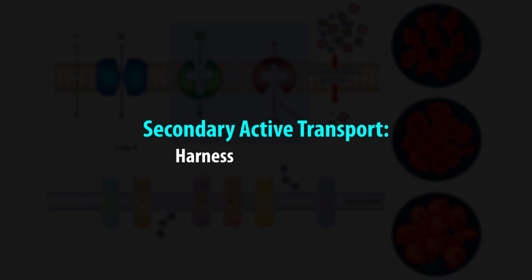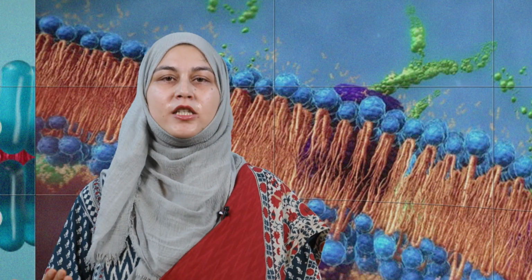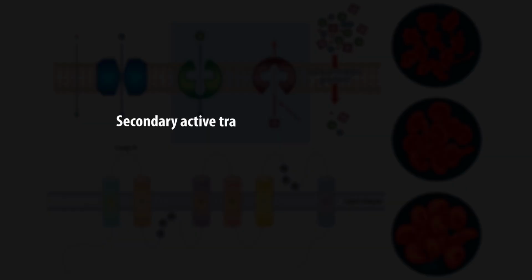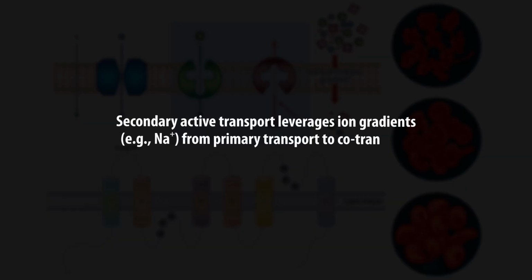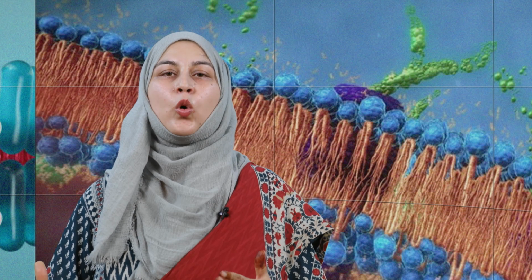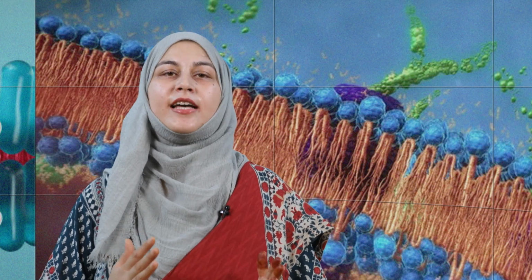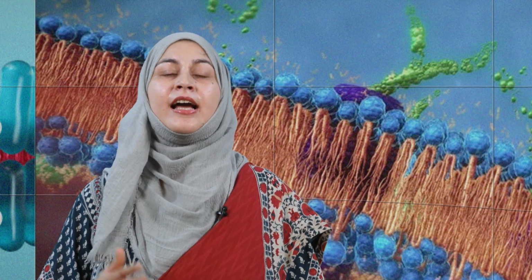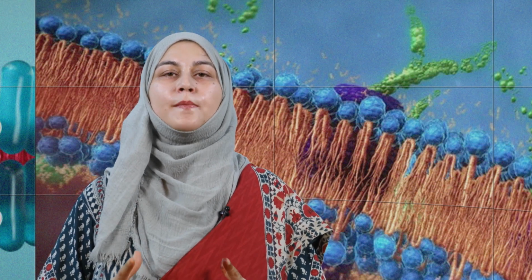Now we will see the secondary active transport, harnessing ion gradients. Secondary active transport, also known as co-transport, leverages ion gradients, for example, sodium from primary transport, to co-transport molecules. The sodium-glucose linked transporter, or SGLT1, in intestines absorbs glucose.